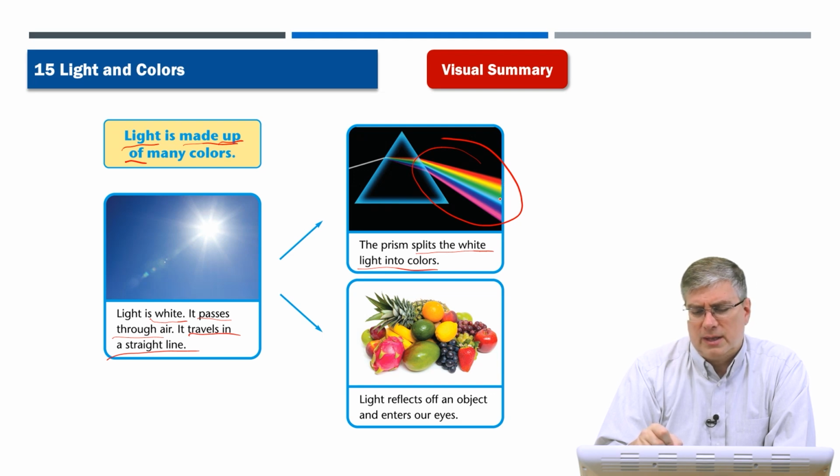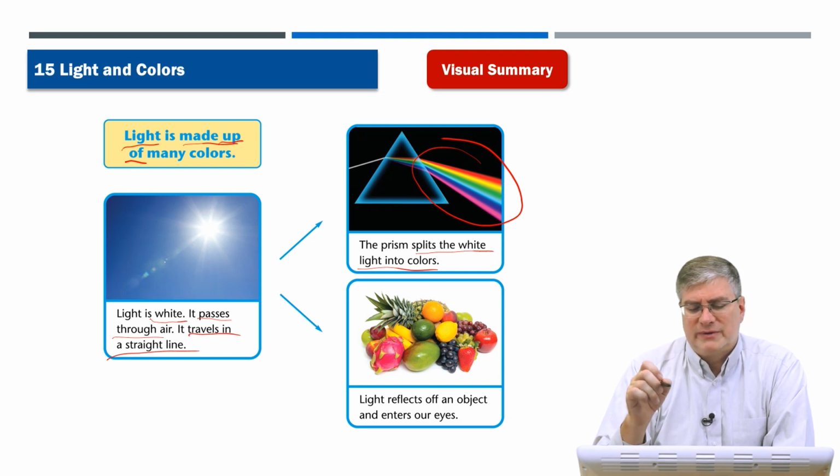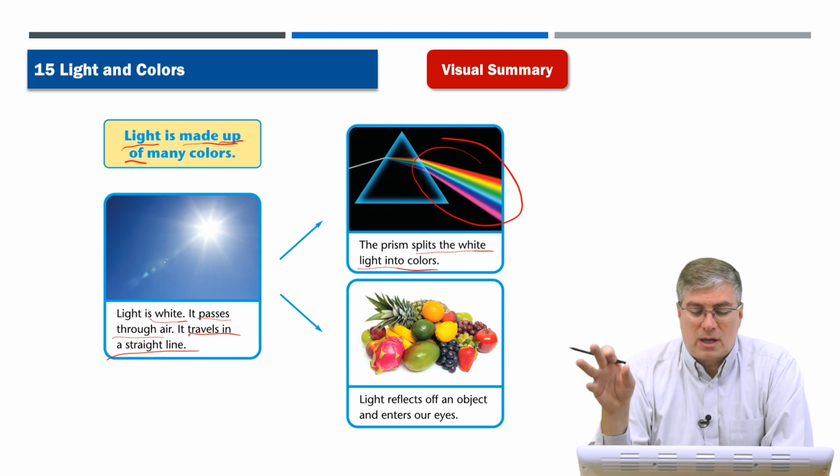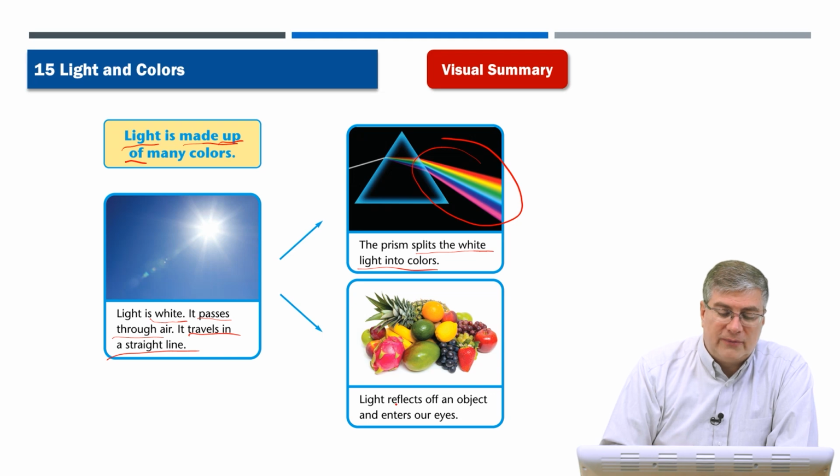1, 2, 3, 4, 5, 6. Yeah, we might be missing a color there. Anyway, so the prism splits the white light into many different colors. Then the light reflects off an object and enters our eyes.